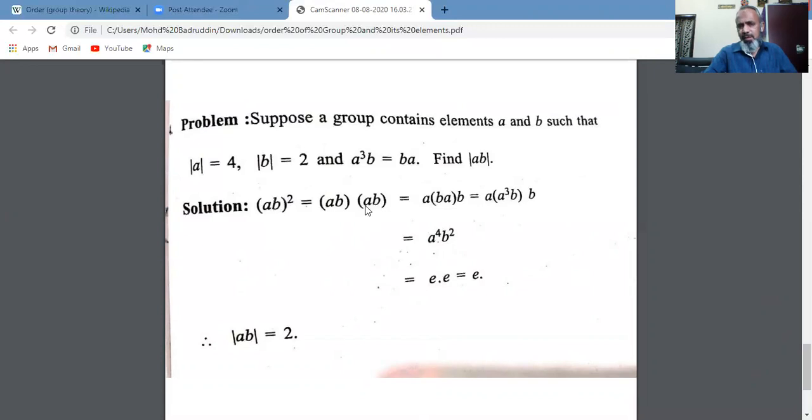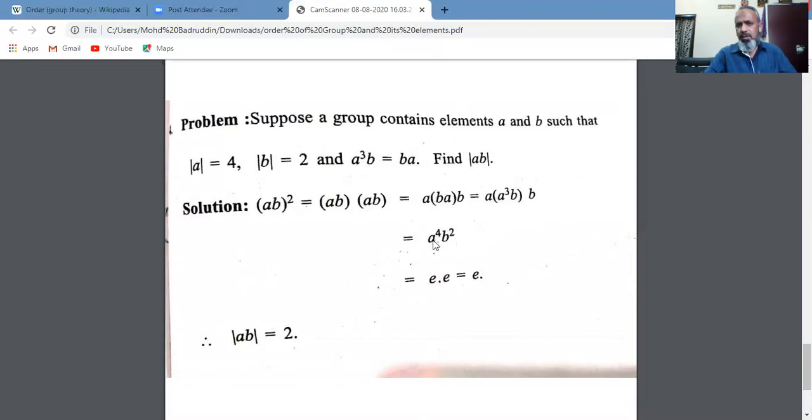So let us examine with (AB) power 2. So (AB) square is equal to AB into AB. Since G is a group, A and B are elements of the group G. So by the associative property, AB into AB, we are writing A into BA into B. A into, what is BA? It is given that BA is A cube B. So in place of BA, we are writing A cube B: A into A cube B into B. Now it becomes A to the power 4 into B square.